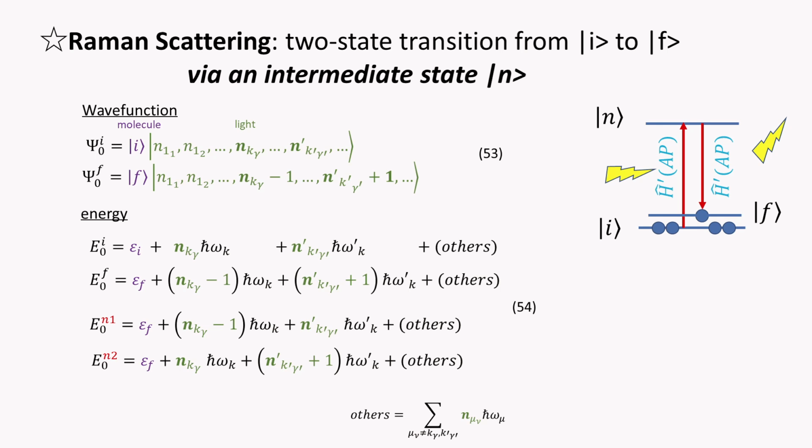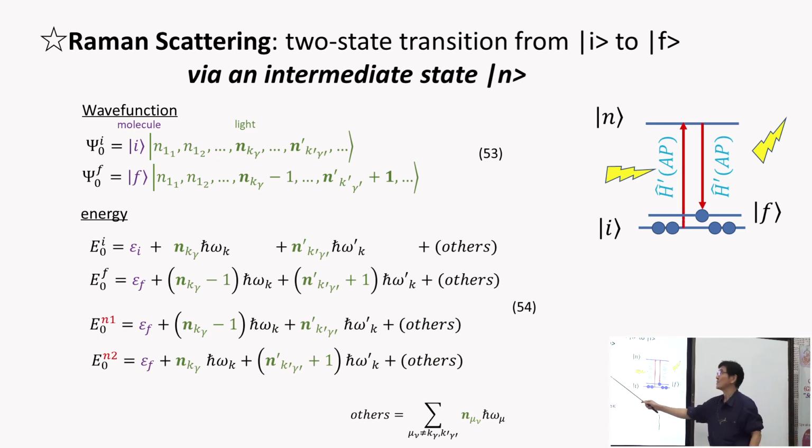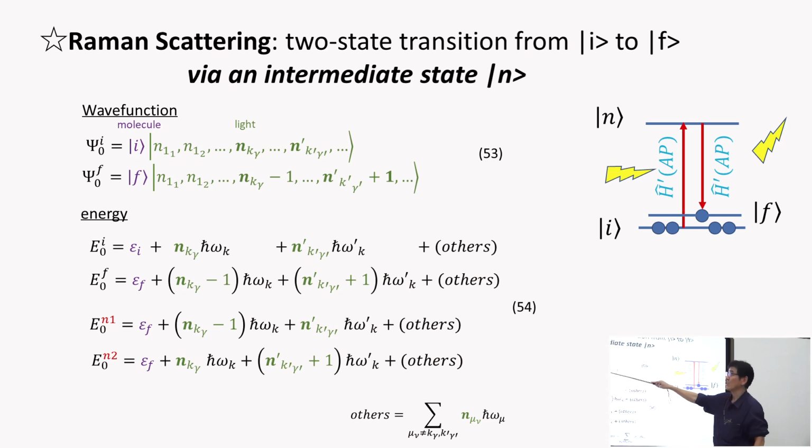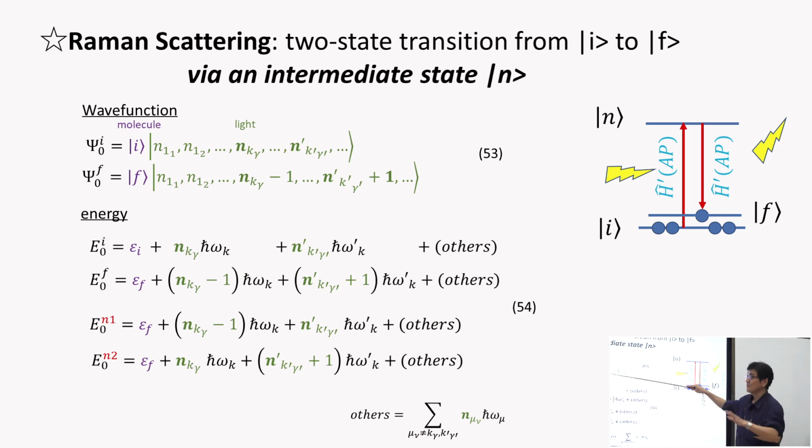So, again, the Raman scattering is a two-step transition from i to f, i to n, n to f, two-step transition by intermediate state n. And we can describe the initial and the final state by using the wave function of the molecule, i and f, as well as that of the light, the quantum number. And for some light, the quantum number decreases 1, and for the other light, it increases 1. So this is the scattering process.